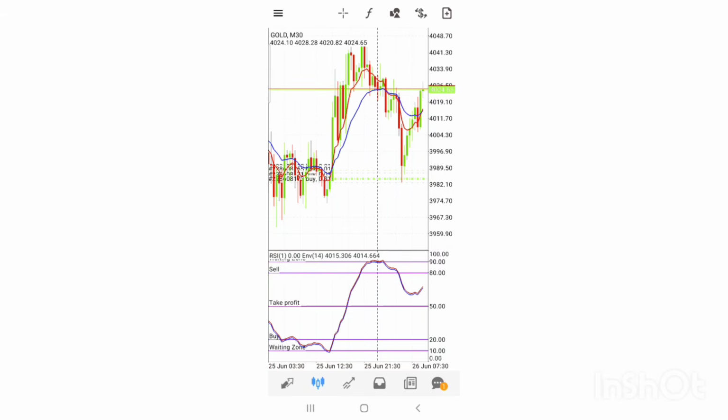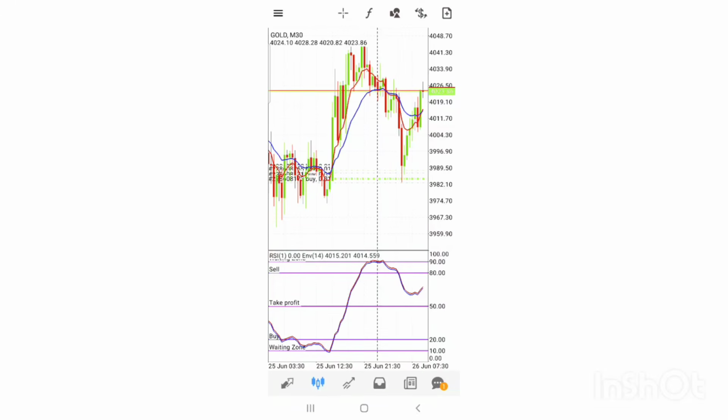And then 30-minute time frame, the strategy can work on 30-minute time frame in all assets, especially gold. It's good on gold. All currency pairs the strategy can work on. So here about how to buy. Let's start with how to buy.